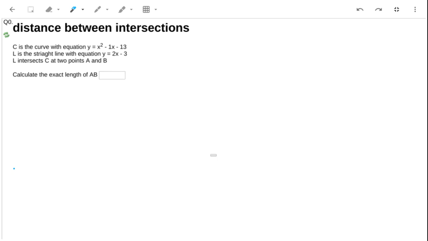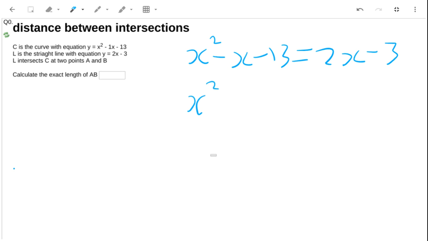So I've got a y on the left-hand side, and that means that those sides must be equal. So x squared minus x minus 13 must equal x minus 3. This is a quadratic. I've got to get everything onto one side, so I'm going to move that x. That gives me x squared minus 3x, and move the minus 3, that gives me minus 10 equals 0.